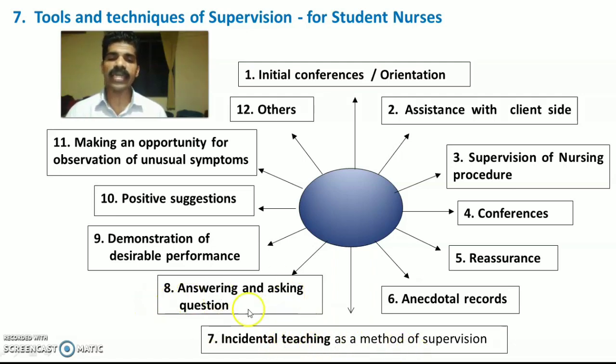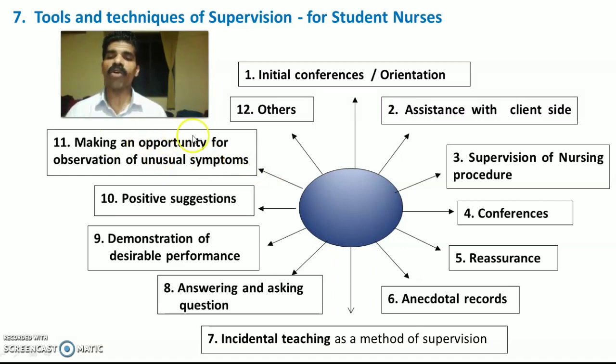Then the eighth one is answering and asking questions of the nursing students, clarifying the doubts of the students and then asking questions in relation to the new cases which have been seen during home visiting or in the health center. The ninth one is demonstration of desirable performances, demonstrating various procedures and getting demonstrations from the student nurse. Then the tenth one is positive suggestions, giving positive suggestions and instructions to the students and getting healthy suggestions from the student. Then making an opportunity for observation of unusual symptoms or new cases both in the health center and in the community during home visiting.